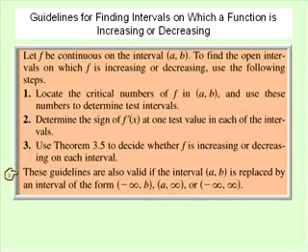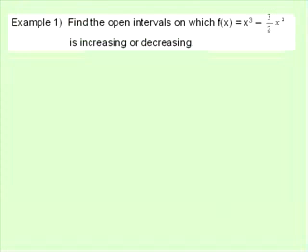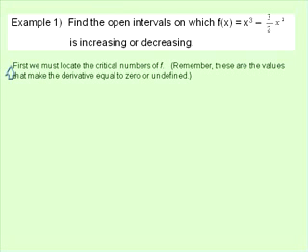These guidelines are also valid if the interval from a to b is replaced by an interval of the form from negative infinity to b, from a to infinity, or from negative infinity to infinity. Let's look at an example. Find the open intervals on which f of x equals x cubed minus 3x squared is increasing or decreasing.